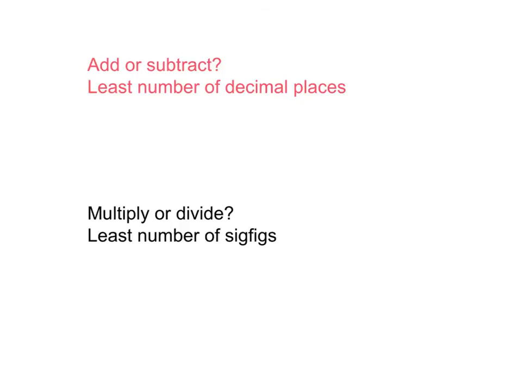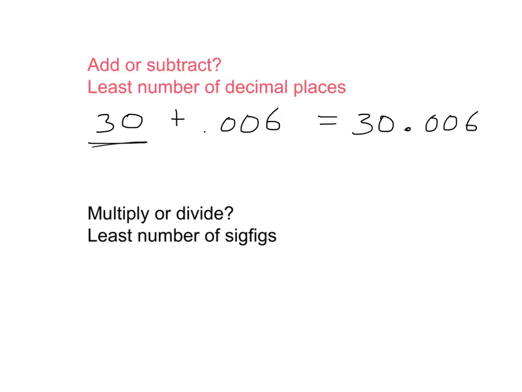So for example, let's say you had 30 plus 0.006. If you put that into the calculator, you're going to get 30.006. But you're going to round it so that your answer has as many decimal places as the number that had the least decimal places. Since 30 has no decimal places, my answer can have no decimal places. So I'll round this to just 30.